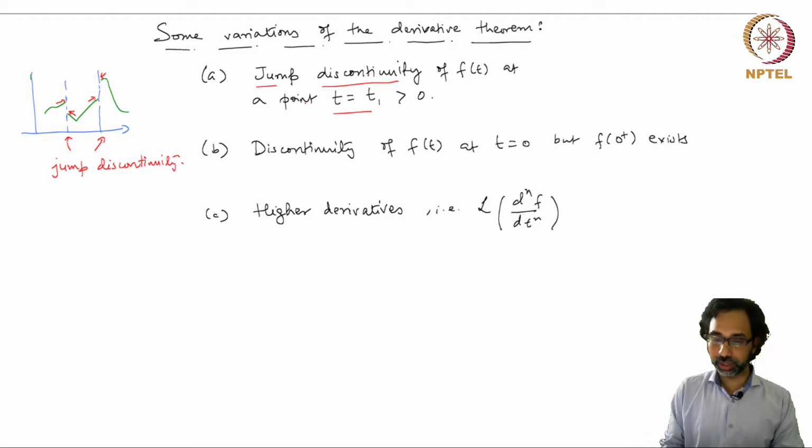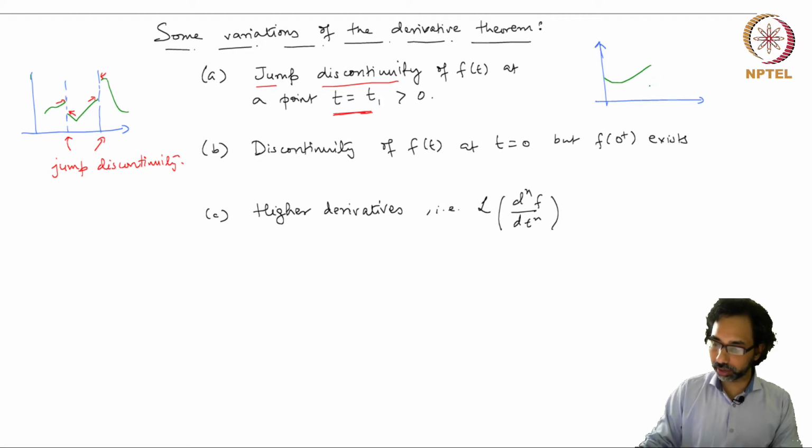So here we are assuming that f has a jump discontinuity only at one point t equal to t0, which means that it looks something like this. So it is assumed to be continuous over all of 0 to infinity, but at one point it has a jump discontinuity. So this is our case A, the first case for f(t).